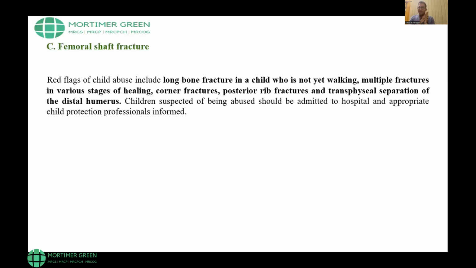because that is the exact mechanism in which these corner fractures occur. Metaphyseal fractures are very rare in children. They cause injury to the growth plate and are very serious injuries. And the same with transphyseal separation of the distal humerus: twisting of the fingers or pulling the child with force. Children should be admitted to the hospital, and the child protection professional should be informed.